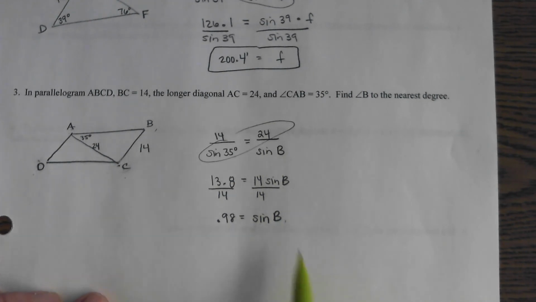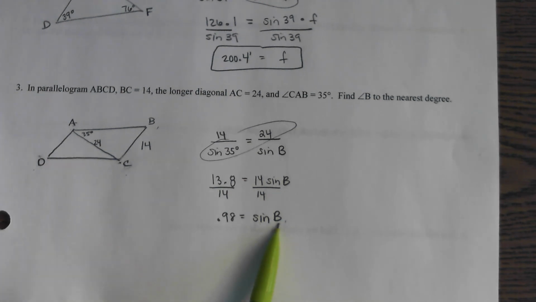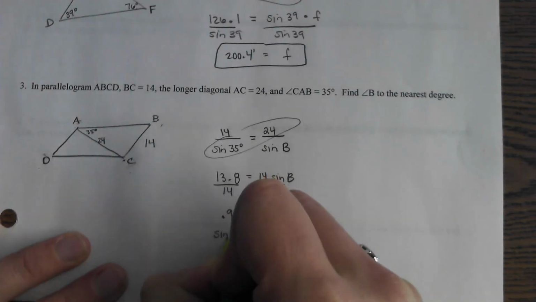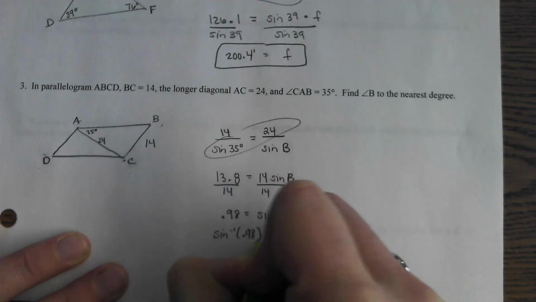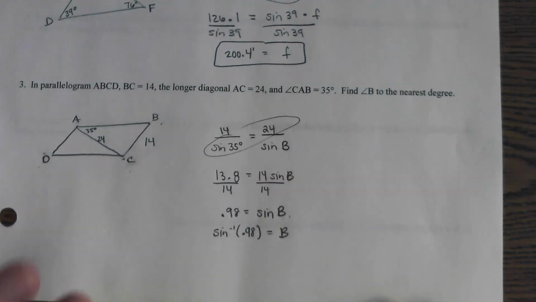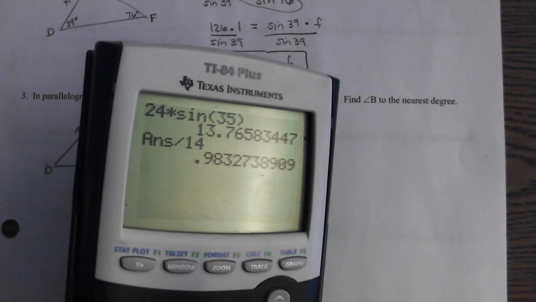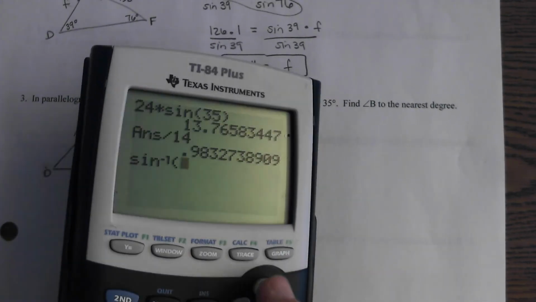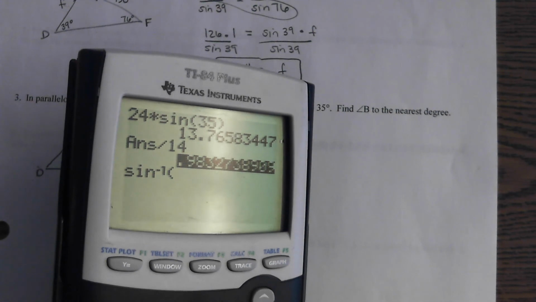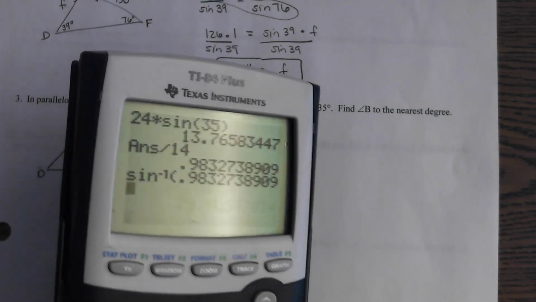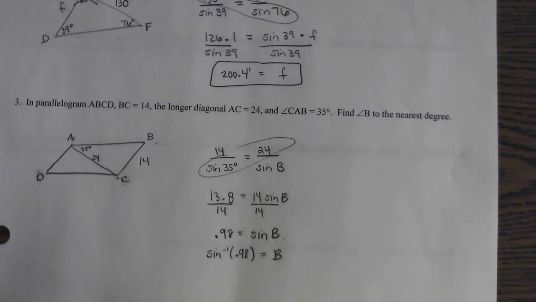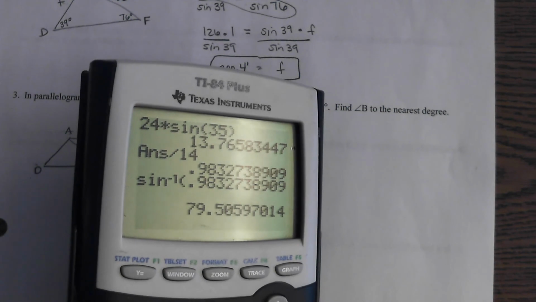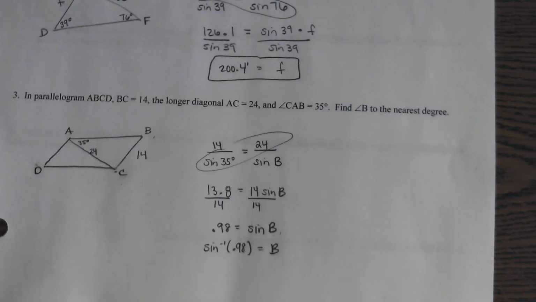Inverse sine. Good. Good job. So if you want to get the B all alone, you take the inverse sine of both sides. So it's the inverse sine of that 0.98 number that will get you angle B. And again, it's not 0.98, it's this one. So inverse sine on your calculator is second sine, and then I usually just scroll up and select whatever exact number I was looking for. So nearest degree is 80. Good.